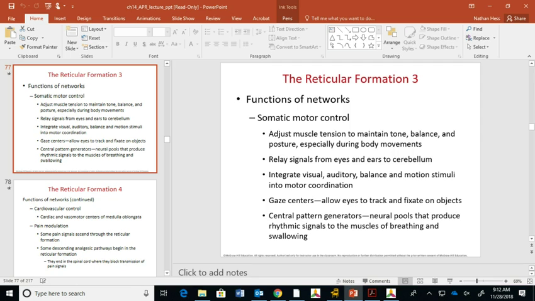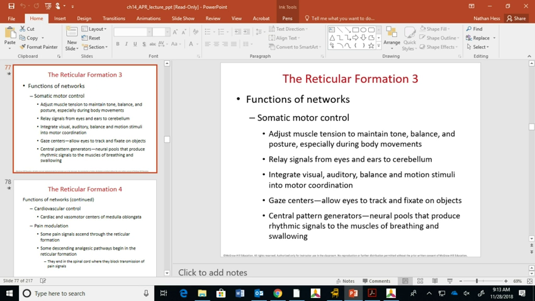Relaying signals from the eyes and the ears to the cerebellum, which we'll talk more about. Integrating visual, auditory, balance, and motion stimuli into motor coordination. Have you ever watched somebody who has had a brain injury try to walk or move? It's very difficult. We move around like it's nothing, but this act of taking my finger and touching my nose is not easy. The coordination to not poke myself in the eye or put it in my mouth is impressive. We take it for granted, but it is.